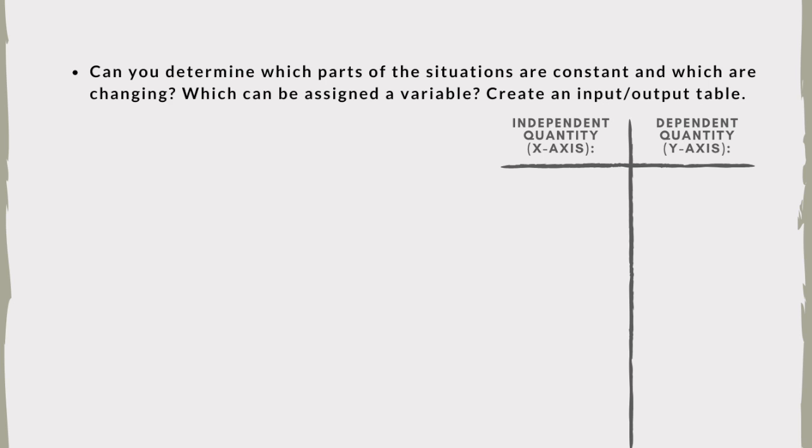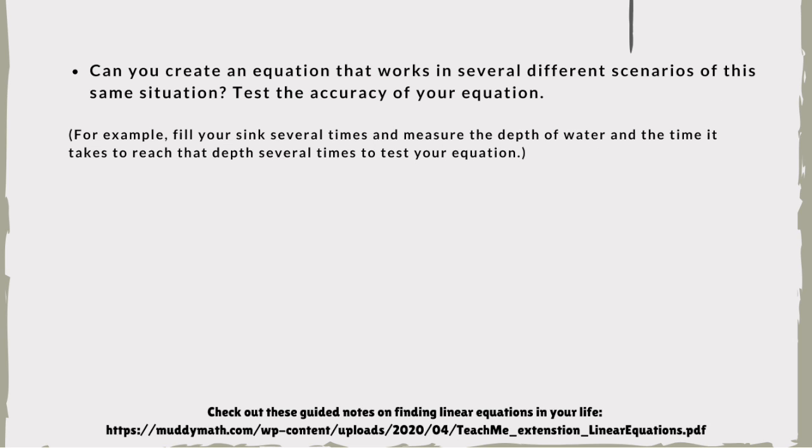Can you determine which parts of the situation are constant and which parts are changing? Which can be assigned a variable? Create an input-output table for your independent and dependent quantities. Can you create an equation that works in several different scenarios of the same situation? Then test the accuracy of your equation.